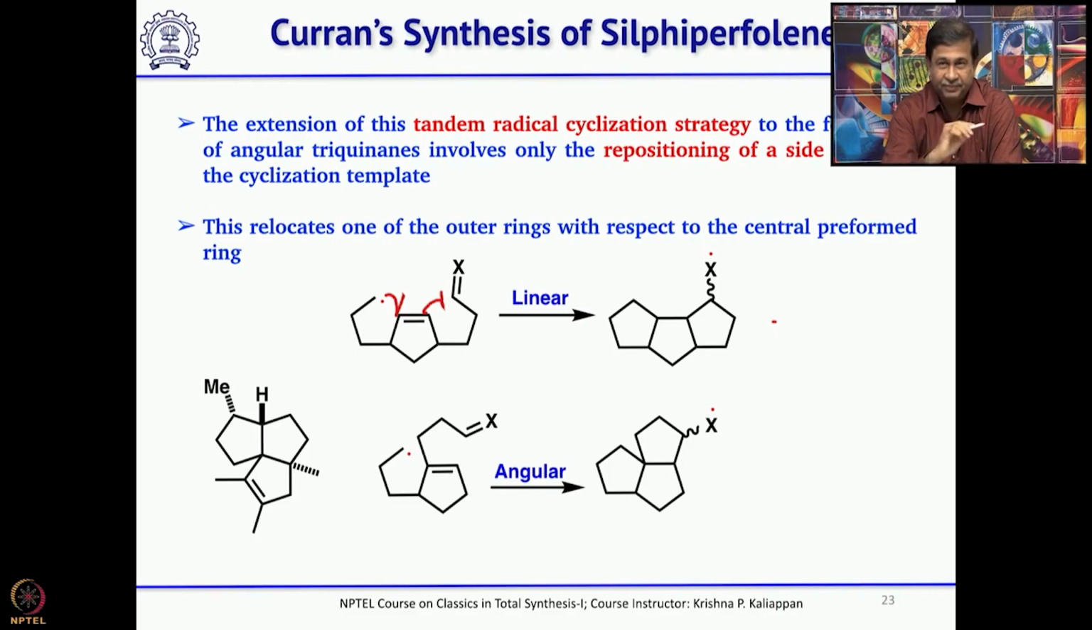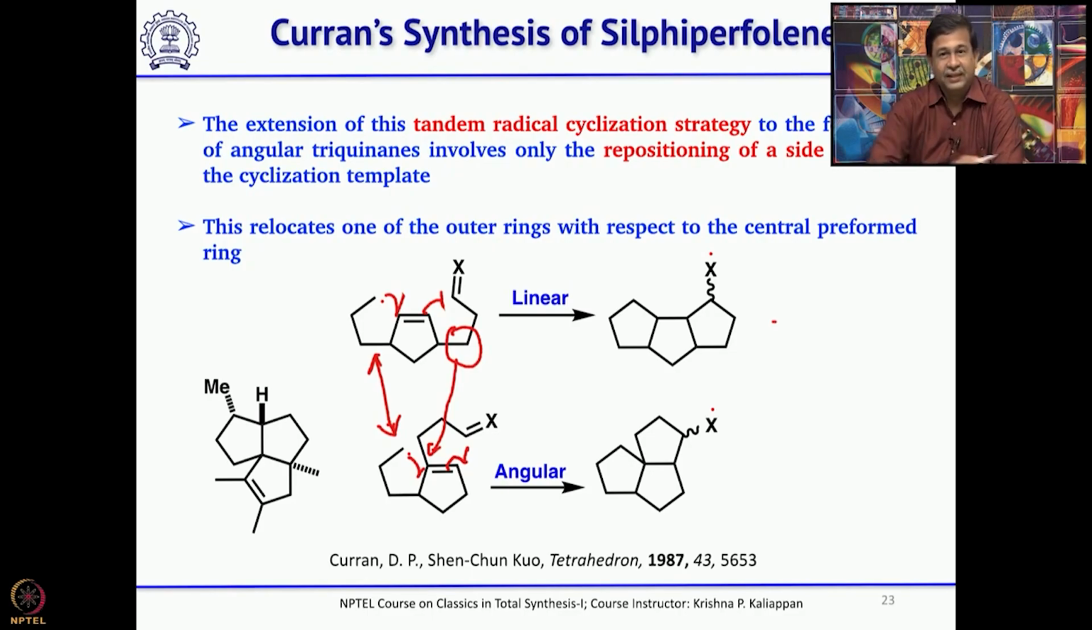Only the position of the two side chains differs. So if you look at the left hand side, it remains the same. However, this side chain comes to here. Now if you look at this carefully, the 5-exo radical cyclization onto this double bond followed by another 5-exo radical cyclization will give you the angular triquinane. So this was the key strategy which he wanted to use in the synthesis of Silphiperfolene.